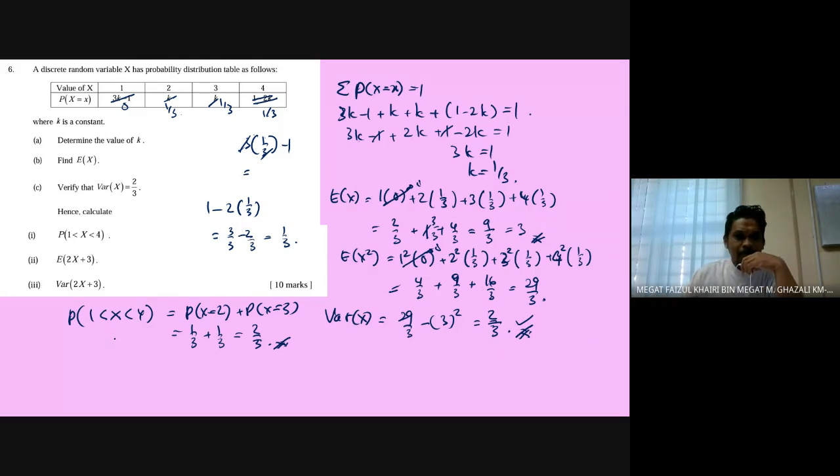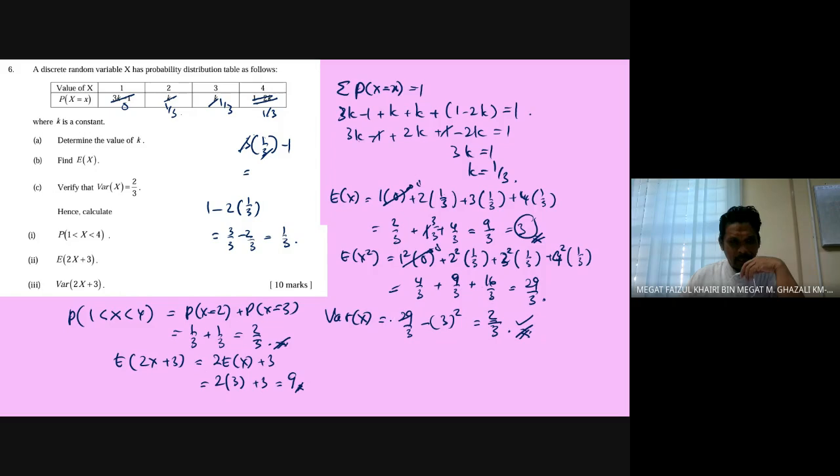Okay, next is expected of 2x plus 3. What about this? 2 expected of x plus 3. So then 2 expected of x, equal to 2 times 3 equal to 6. 6 plus 3 equal to 9.